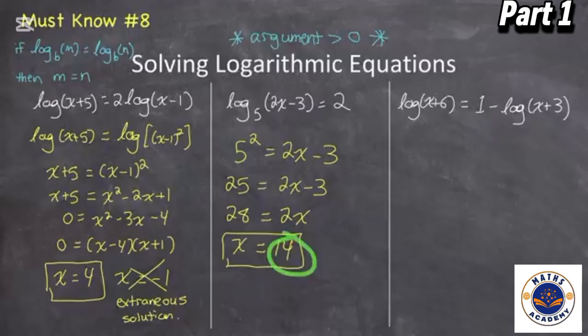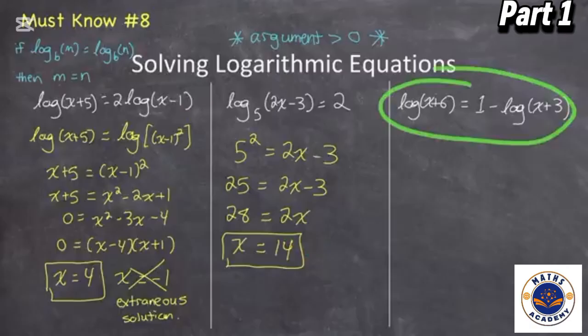Checking this answer in the original log expression, it makes the argument here be positive. And if we actually evaluate the whole left side by subbing 14 in for x, we get log base 5 of 25, which is 2. So 14 is the right answer.